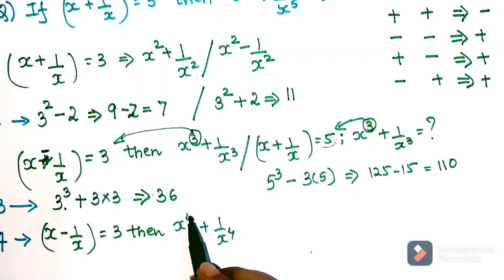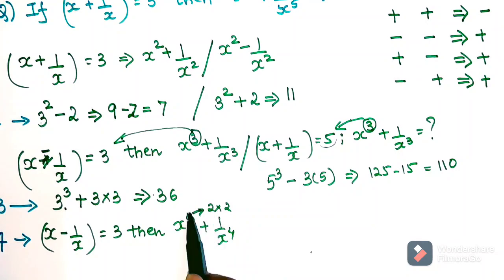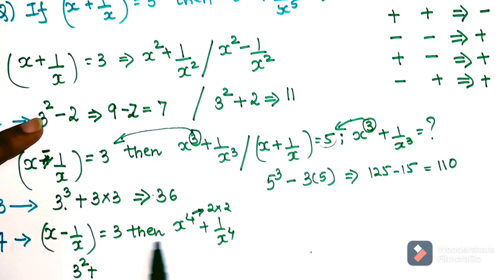First, can I write this 4 as nothing but 2 into 2? So first we are going to use the trick for 2. What was the trick for 2? We take the square, 3 square, and then we are going to add, because there's a minus and plus situation, plus 2. So we are going to get a 7.